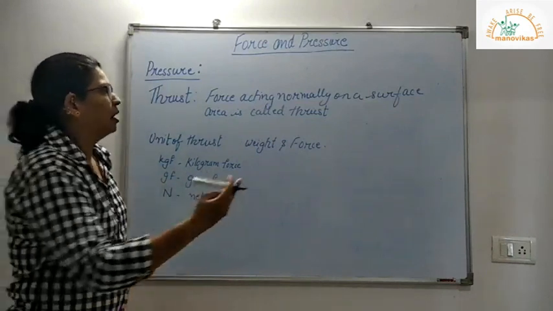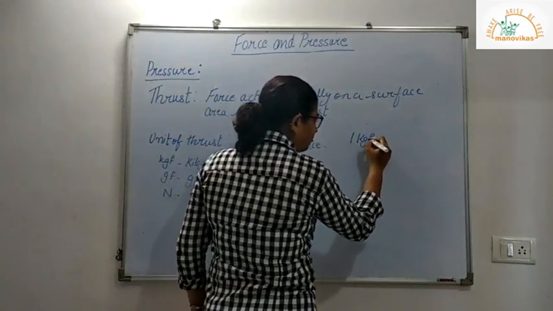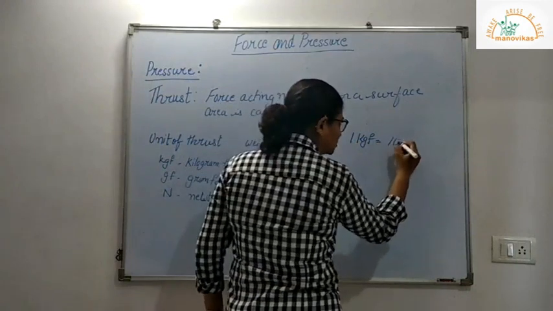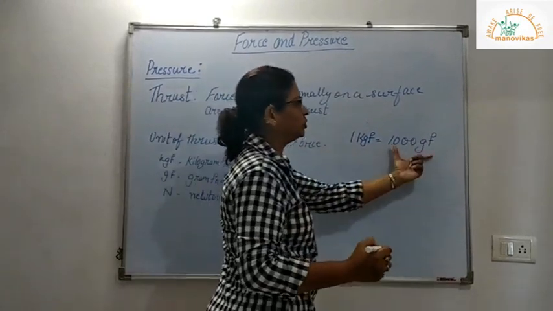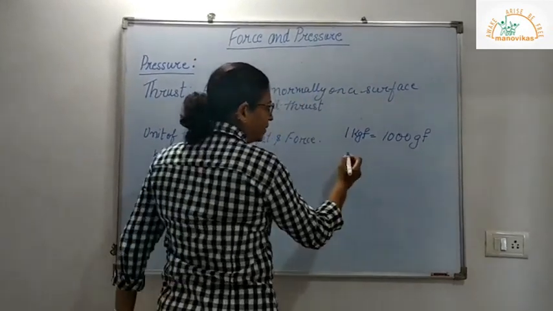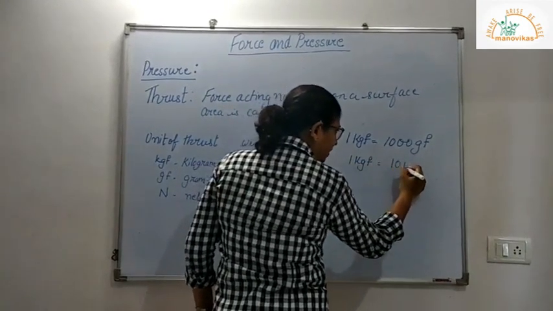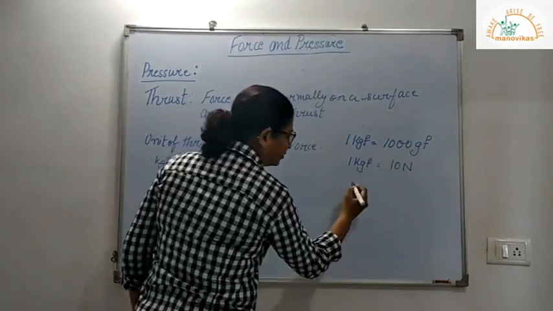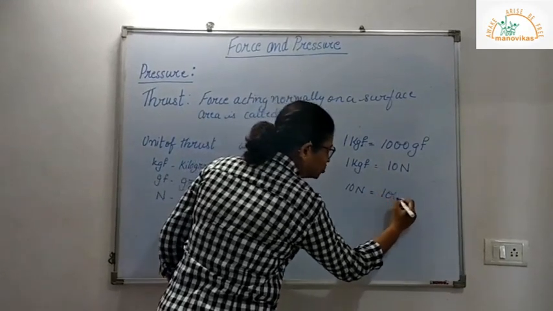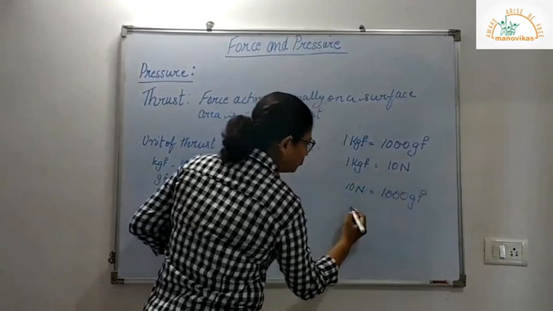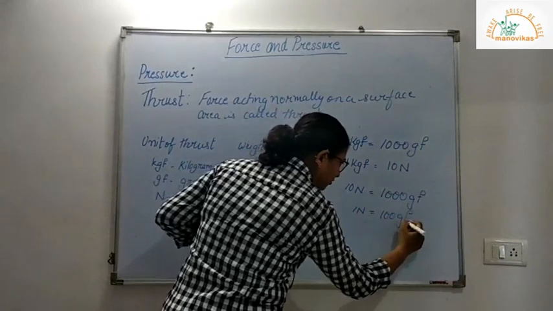Now we see the relation. We have 1 kgf is equal to 1000 gf, but we know that 1 kgf is equal to 10 newtons. So replacing here, we get 10 newtons is equal to 1000 gf. So we have 1 newton is equal to 100 gf.